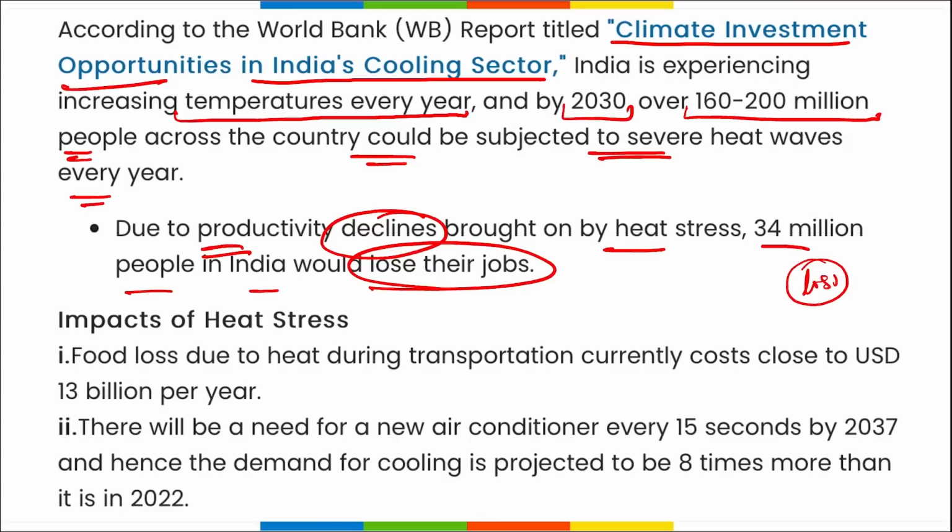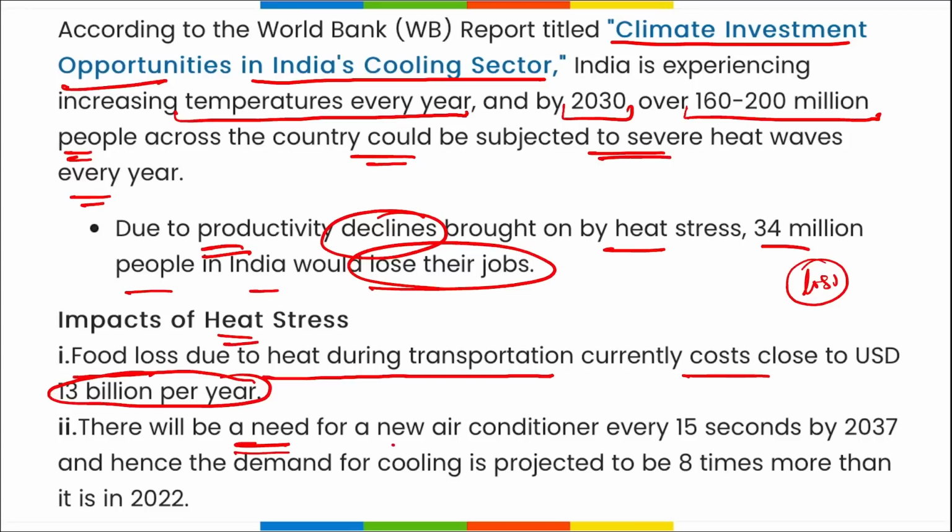So heat impacts not just the environment, it also impacts the labor force, because when you are working in high temperature, the human body gets stressed out and tires easily. That is the impact of heat stress. There is also food loss due to heat during transportation, currently costing around $13 billion per year.